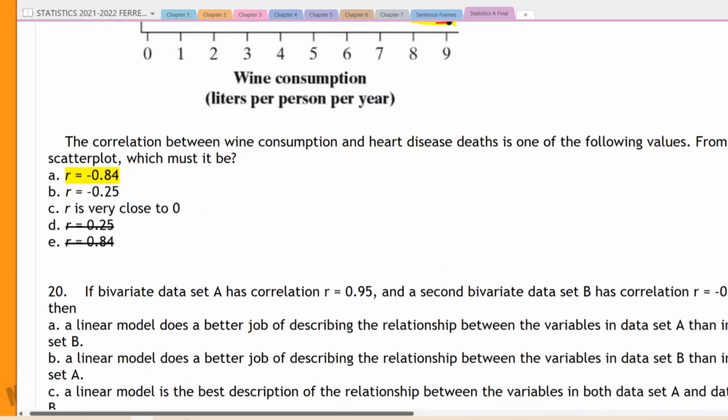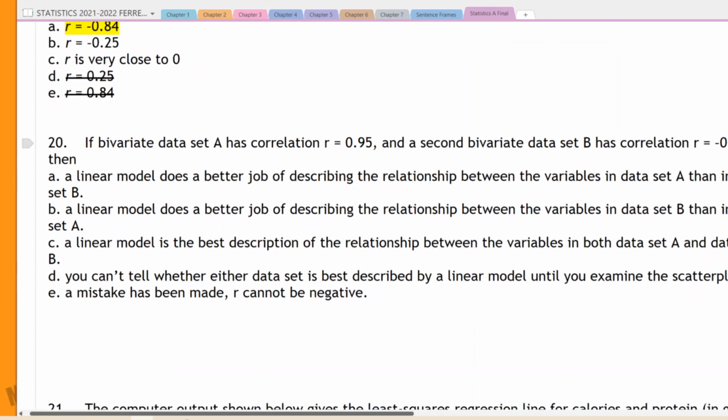And closing out this video, we have a bivariate data set A that has a correlation of 0.95, and the second one, data set B, has a correlation of -0.95. Now the trick here is knowing that you can't really tell based on correlation whether or not the data is actually best modeled by a line. Perhaps it's best modeled by a curve. Just looking at correlation wouldn't tell you that.